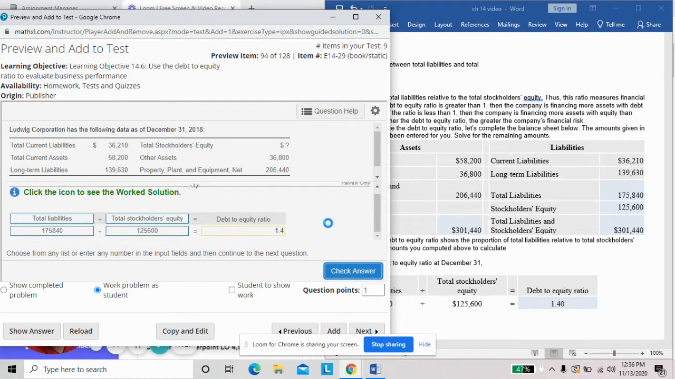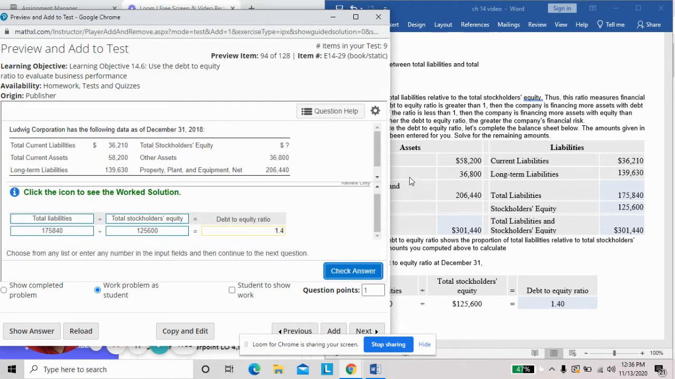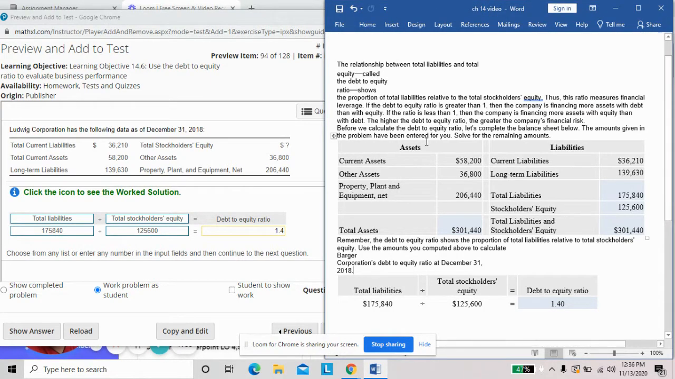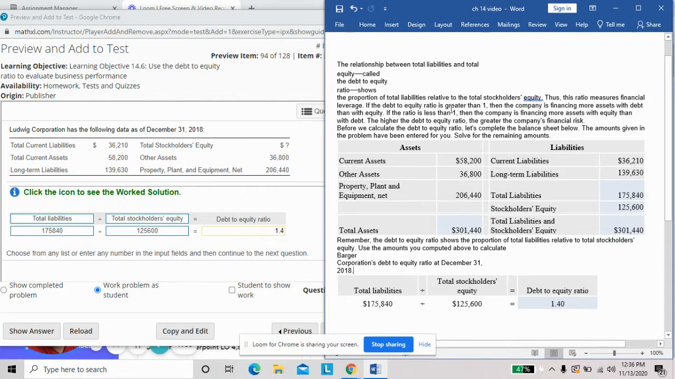Hopefully it loads up. All right, so that's the correct answer. Let's just go back. Remember, the debt to equity ratio is greater than 1. If the debt to equity ratio is greater than 1, then the company is financing more assets with debt than with equity. So that's your conclusion there, with a debt to equity ratio of 1.4.